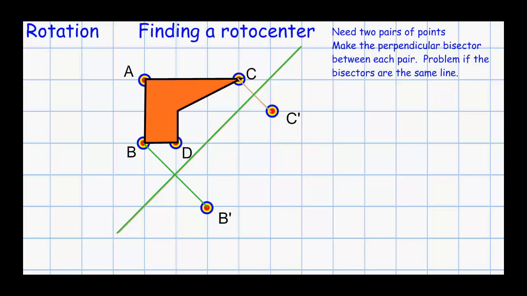Well, what we're going to do is, if this happens, you connect B through C and make the line, and connect B prime and C prime, and where those two lines cross is now the rotocenter. So my rotocenter is clear up here at the top of the page.